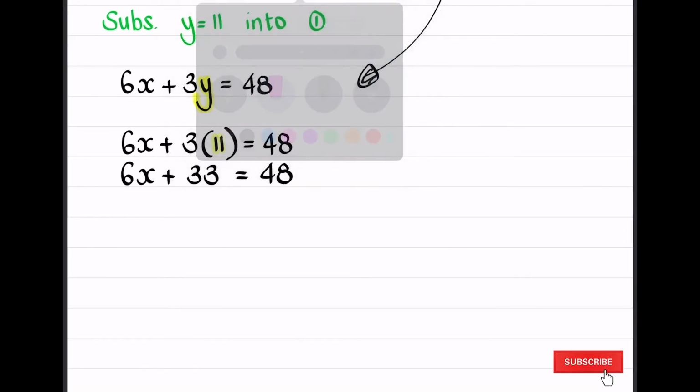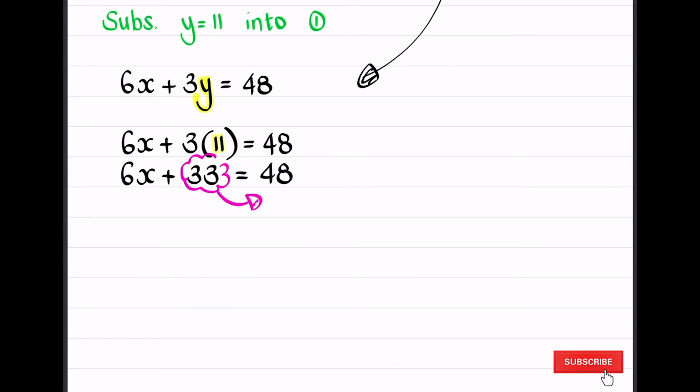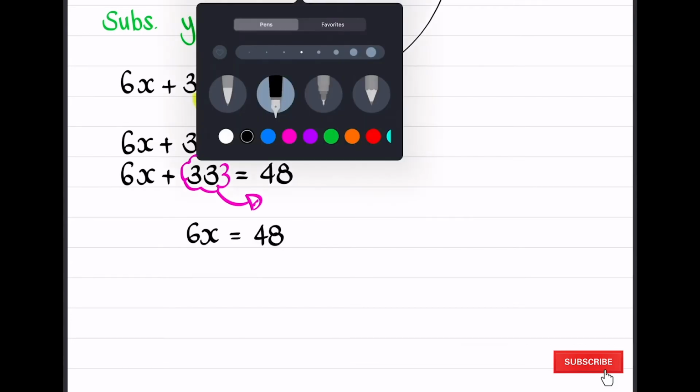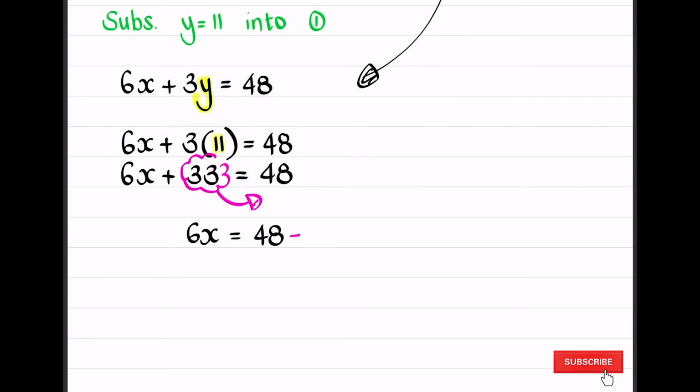Now I'm going to take this 33 across. The 6x will stay on the left-hand side, equal to the 48 stays the same, stays first. The 33 now, when it goes across the equal sign, becomes negative 33. So I have 6x equal to 48 minus 33, which gives me 15.